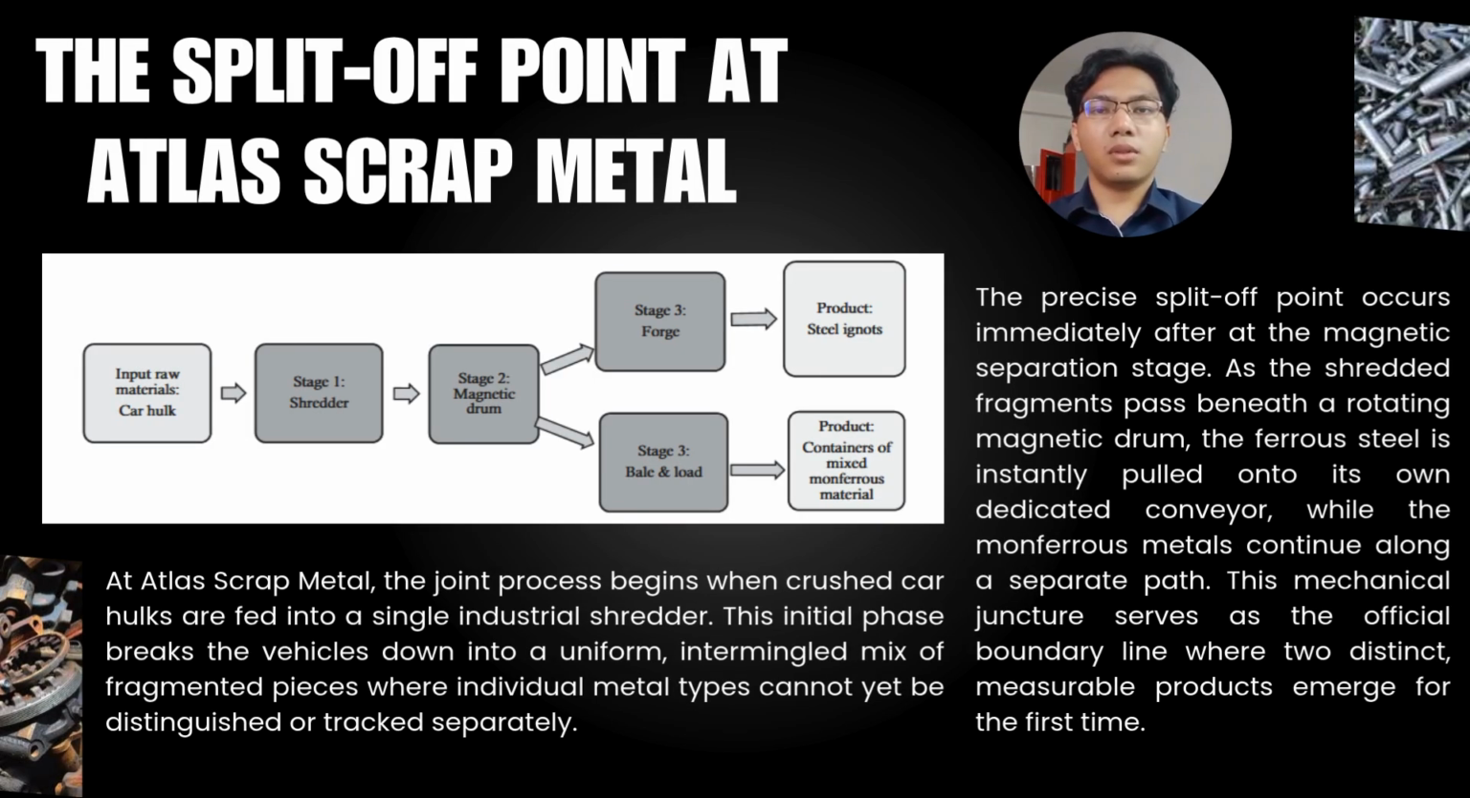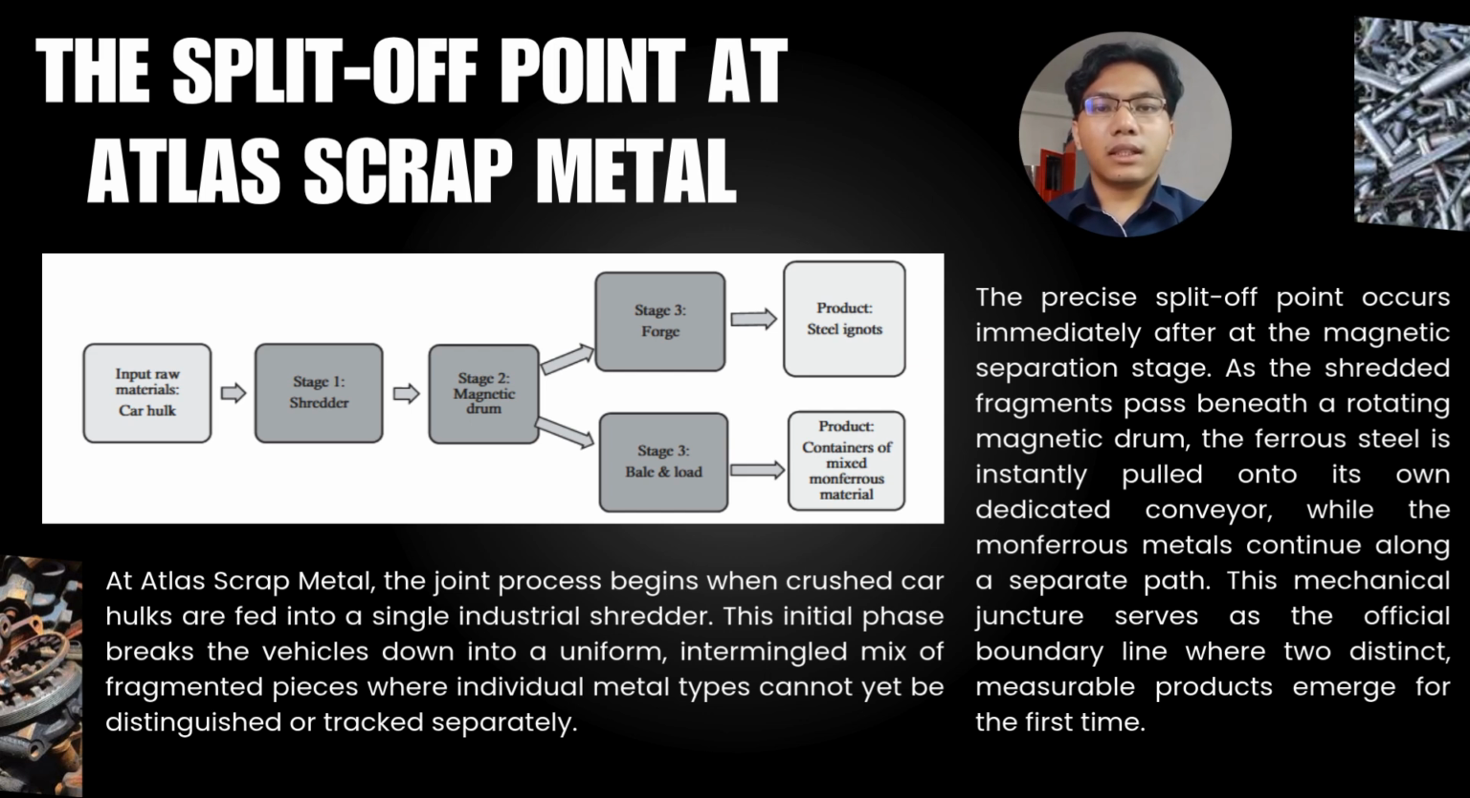Now, let us move to our second slide and apply this exact theory to a real-world operation by looking at Atlas Scrap Metal. The flowchart on this slide maps out the recycling production line step by step. The joint process begins at the very left with a single collective input consisting of crushed vehicle bodies known as hulks. This massive metal structure is fed directly into a shared industrial shredder. During stage 1, this shredding phase breaks the vehicle down into a uniform, intermingled mix of fragmented pieces. At this stage, all types of steel and other metals remain completely intermixed in one stream.